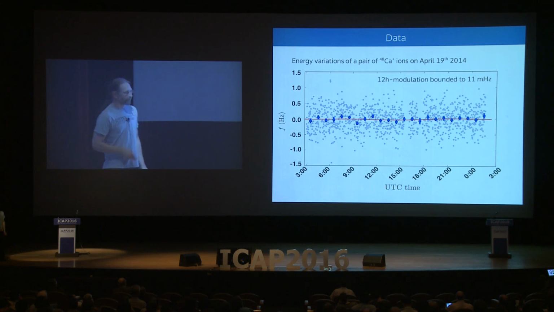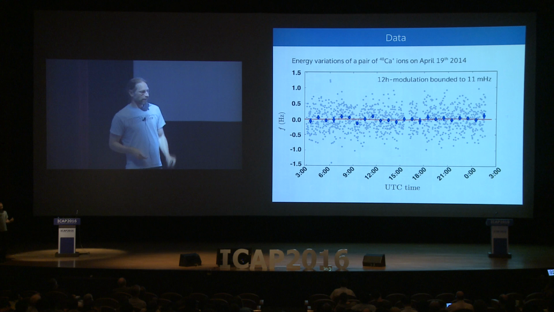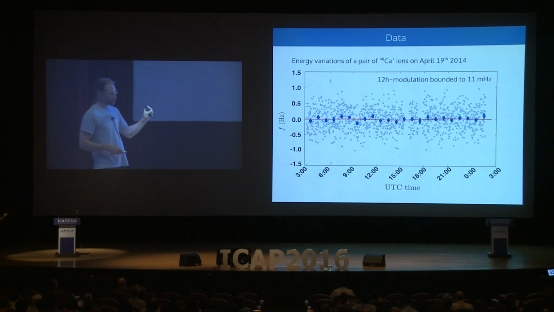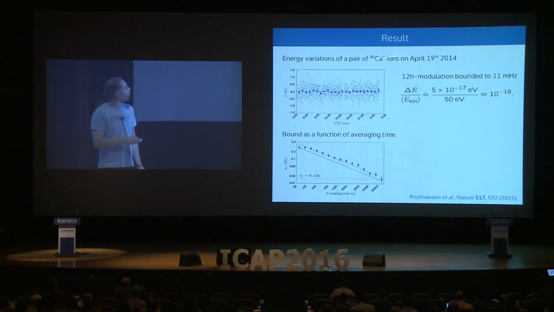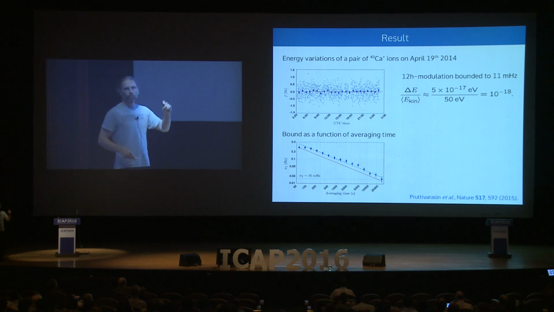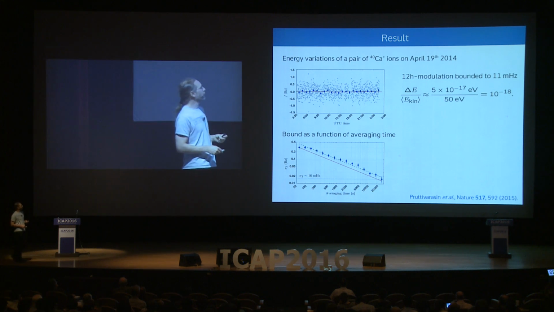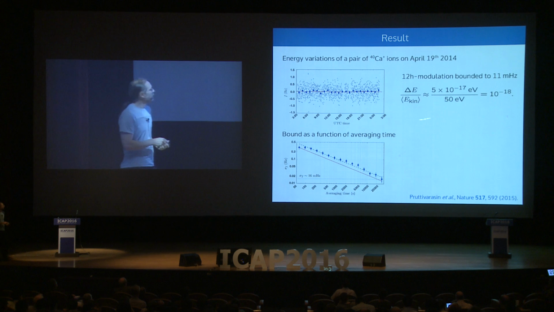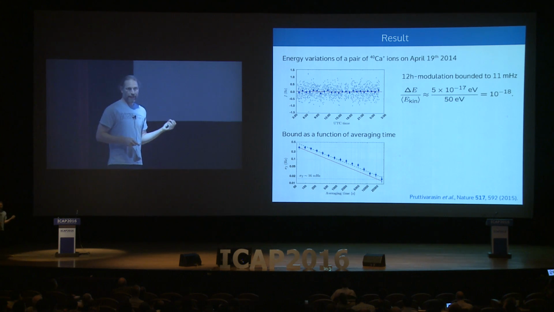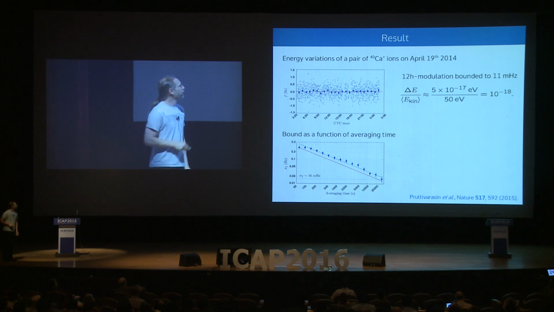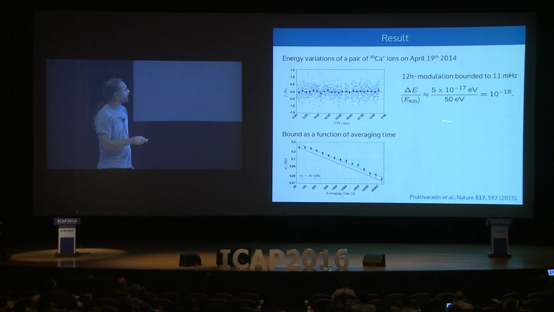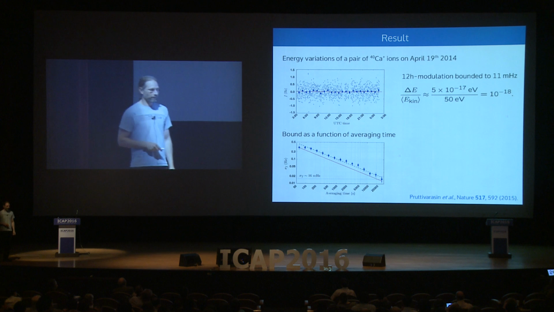What we find is that the energy shift is 11 millihertz. So we find an energy shift which is consistent with 0, and the uncertainty is 11 millihertz. What does that mean? We have to compare this energy shift to an energy scale. Intuitively, the energy scale we have to compare to is the kinetic energy the electron has in this state. That's around 50 eV. So the sensitivity is on the order of 10 to the minus 18.